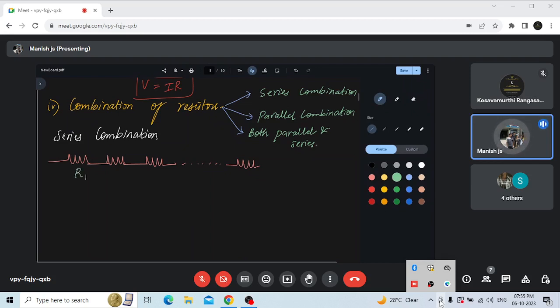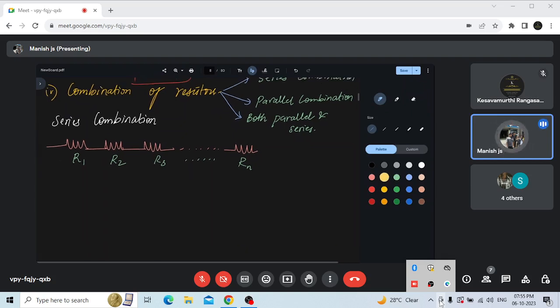So first resistance, let me call it R1. The second one is R2, R3, and so on up to Rn, where Rn is the nth resistor. You can see that it is kind of a progression. Yeah. So what is the total resistance of this series combination? How to find out the total resistance, or the effective resistance?